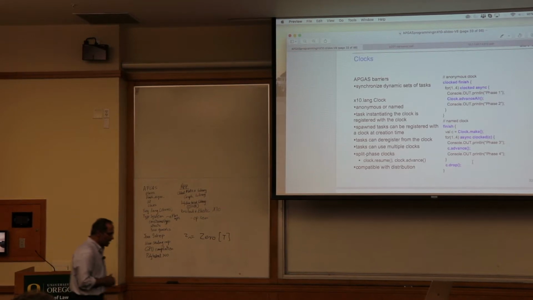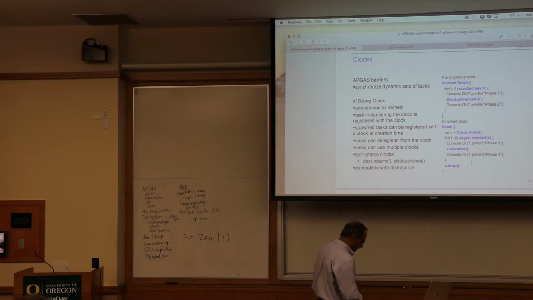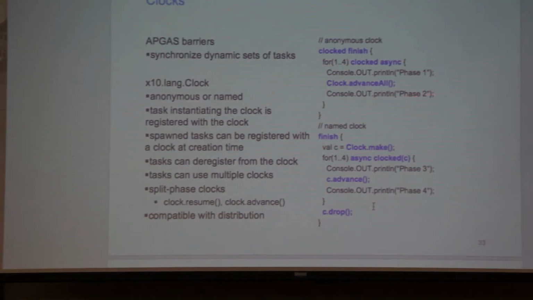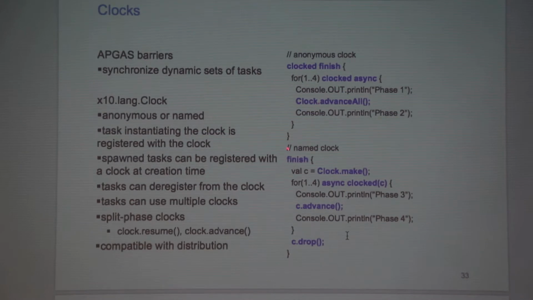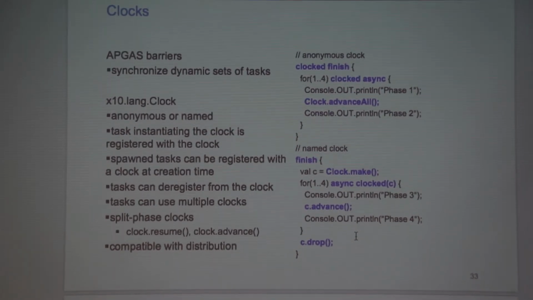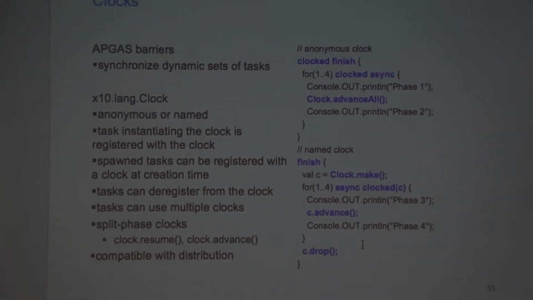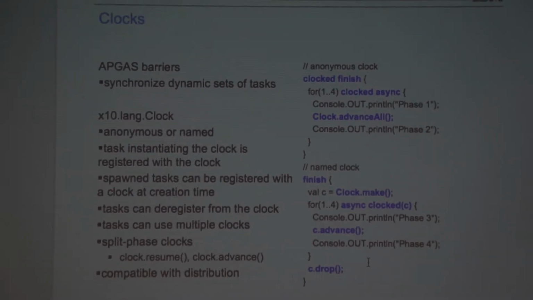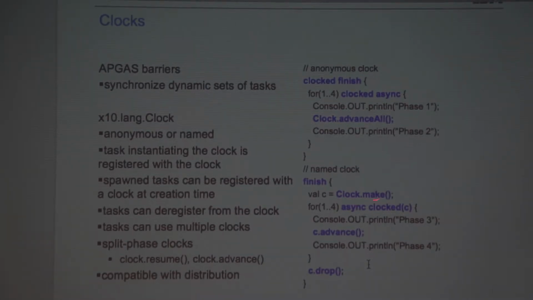So in X10, we designed a somewhat more general dynamic version of barriers. So the idea is this, we call this a clock. There is built-in support in the syntax for clocks. There are anonymous clocks and there are named clocks. Let's work through the anonymous clocks first. So a clocked finish is implicitly creating this data structure called a clock. There is actually a standard library implementation of a clock. This is the name of that class with a capital C. And an instance of that is created.